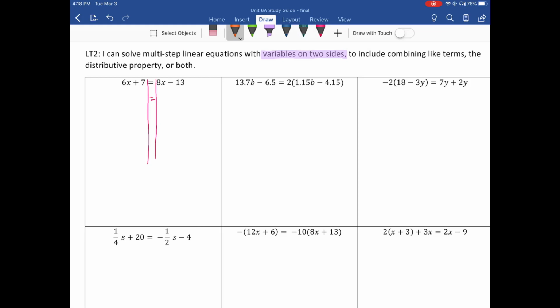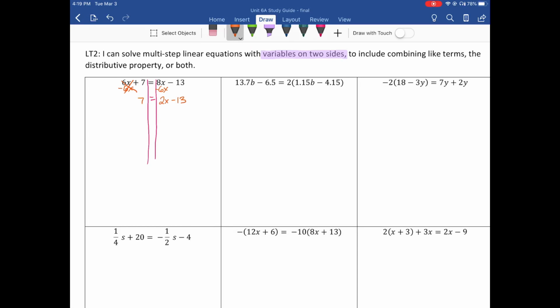So the opposite of 6x is negative 6x. And if we subtract it, it's gone. All we have left is 7. If we subtract it on the right-hand side, because remember what you do to one side, you have to do to the other, we're left with 2x minus 13. And now it looks just like our equations from the first learning target.